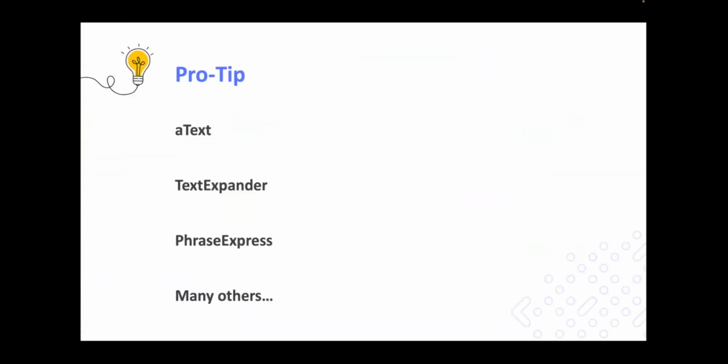Some software that you can consider is aText, Text Expander, Phrase Express, and there are many others as well. aText, I know, is a one-time payment. I think it was like 15 or 20 bucks one time. Text Expander may be a monthly subscription. Phrase Express I've not used, but the one I use is aText. I find it really helpful because I don't have to navigate back and forth between the template screen, and I don't have to copy and paste things, and I can just do my work really efficiently.